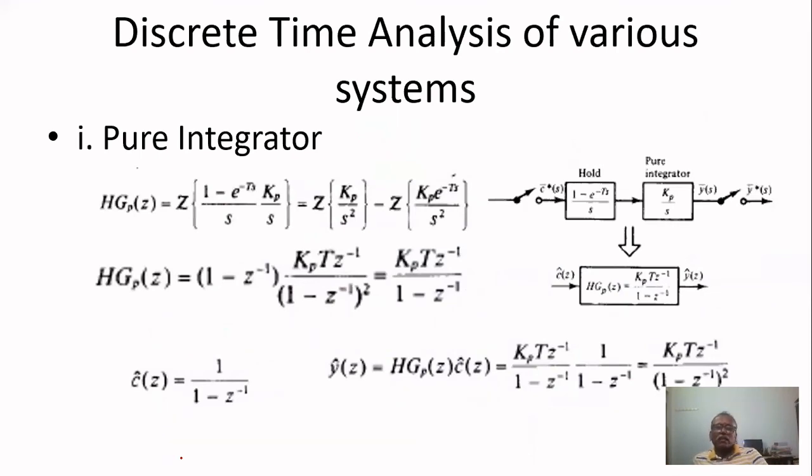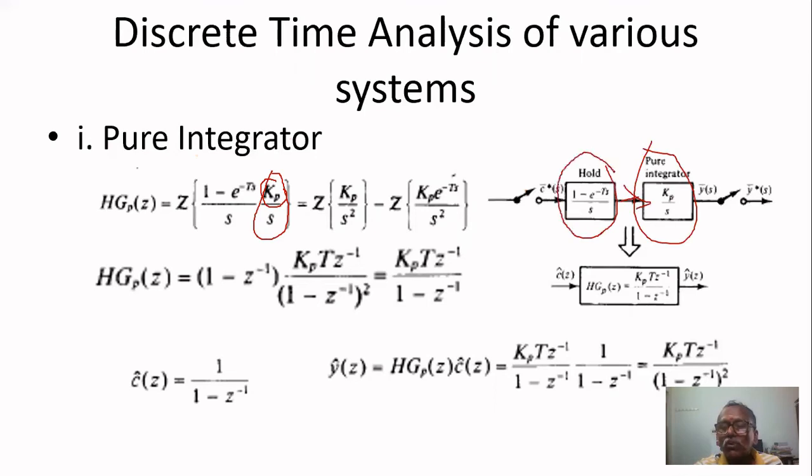Now let us find the discrete time transfer function of various systems. First, let us find the discrete time transfer function of a pure integrator. What is the Laplace transform of an integrator? 1 by s. Suppose the integrator has a gain of Kp, then Kp by s. That is the transfer function in the s domain. But this is a continuous time system. You cannot give discrete input here.